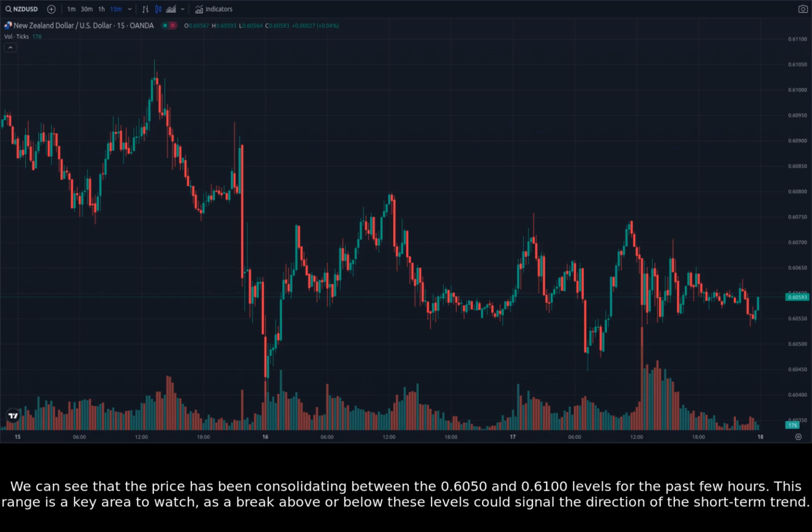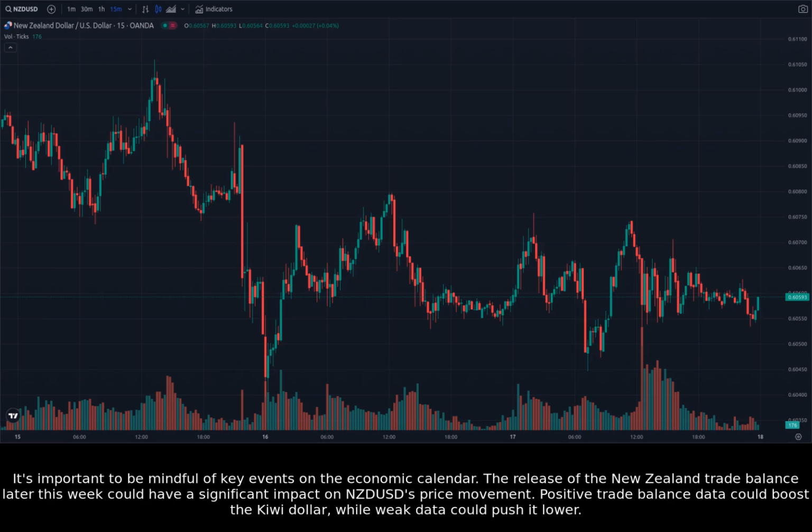of the short-term trend. It's important to be mindful of key events on the economic calendar. The release of the New Zealand trade balance later this week could have a significant impact on NZDUSD's price movement. Positive trade balance data could boost the Kiwi dollar, while weak data could push it lower.